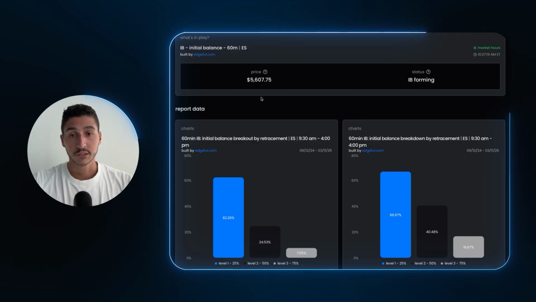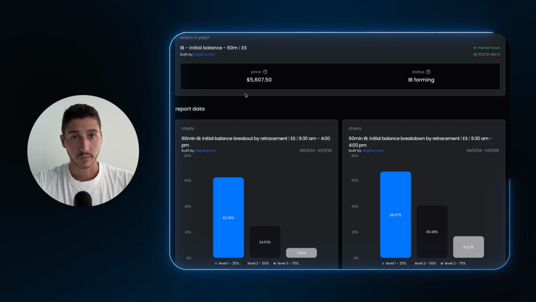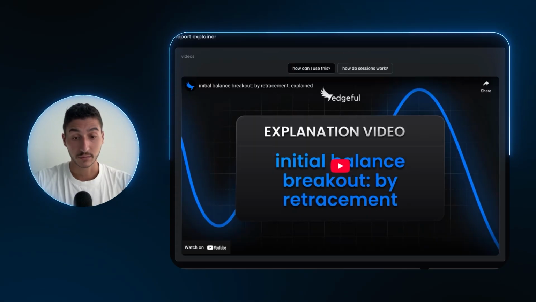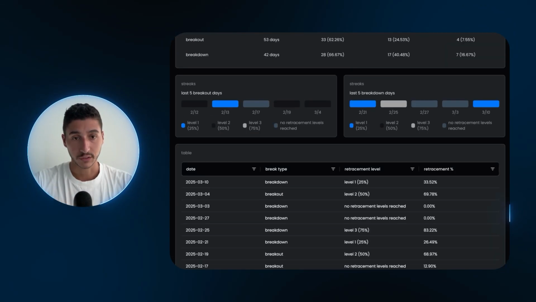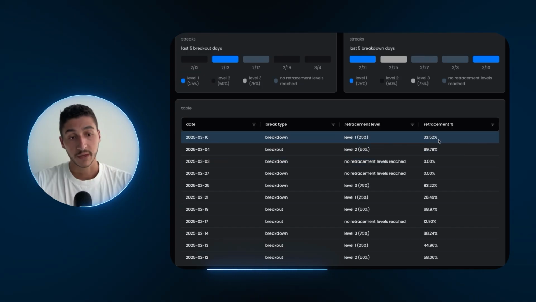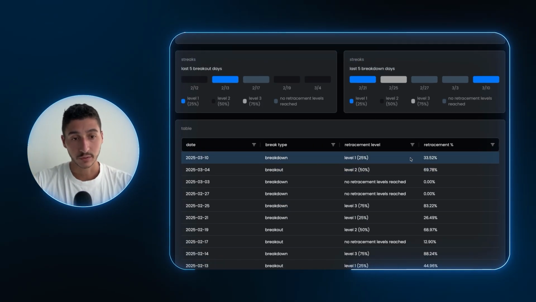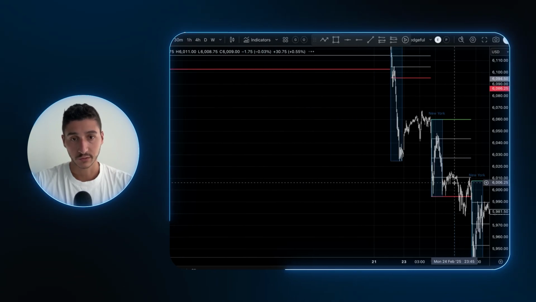So this report is actually one of the most popular ones we have right now. It is one of my favorites, to be honest. And you can see right here all the actual days. And then this table will tell you how far back into the initial balance price went.